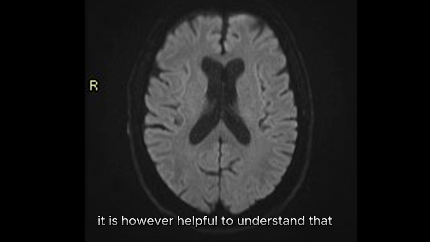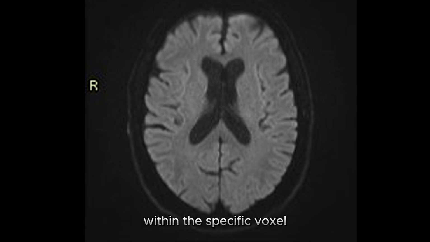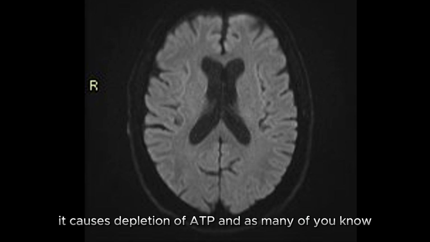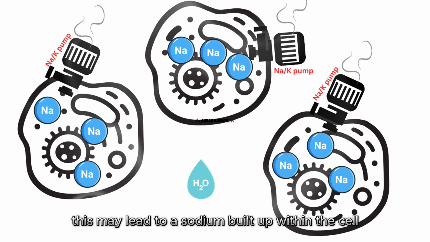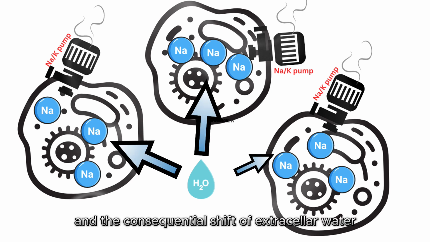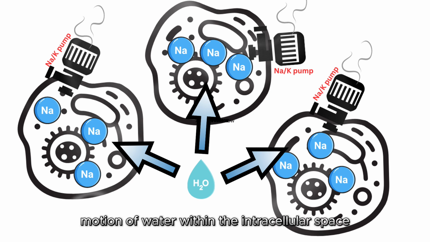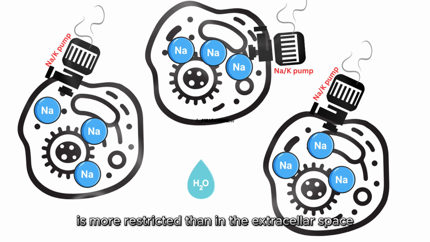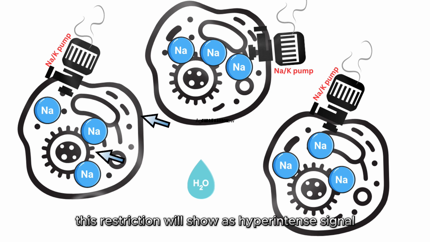It is, however, helpful to understand that DWI measures the Brownian motion of water molecules within a specific voxel. When the brain tissue experiences hypoxia, it causes depletion of ATP, and as many of you know, the sodium-potassium pump consumes significant energy. So with limited energy, the sodium-potassium pump fails and the cells fail to excrete sodium. This may lead to a sodium buildup within the cell and the consequential shift of extracellular water to the intracellular space. Motion of water within the intracellular space is more restricted than in the extracellular space, mainly due to cell membranes. This restriction will show as a hyperintense signal on DWI.